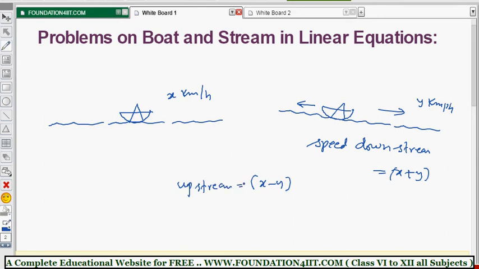because generally you know that whenever it goes downwards the speed increases, and if it's upwards the speed will decrease. Speed upstream we need to subtract, speed downstream we should add. Remember that. Then we know the formula: speed is equal to distance by time. Using this formula and this concept, downstream is adding and upstream is subtracting. Let me explain one problem, how the question will come.